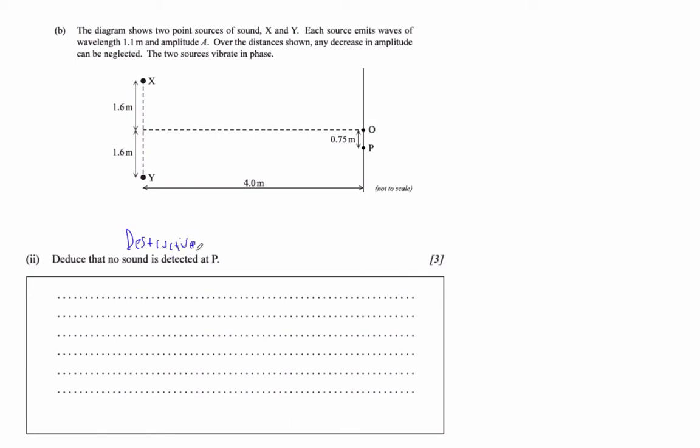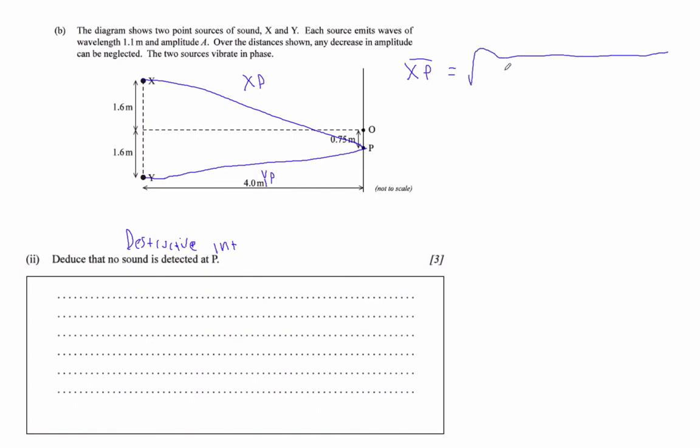Okay, so destructive interference. Of course, this is all about superposition, right? So imagine this line here. We'll call that XP, right? And imagine this line here, that's YP, okay? The length of XP is, what is that? Square root of, we've got to use the Pythagorean theorem, right? So 4 squared plus, and then how far is this? This is 1.6 plus 0.75, right?